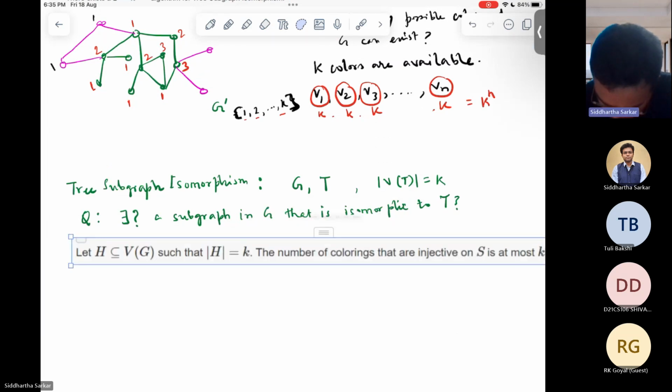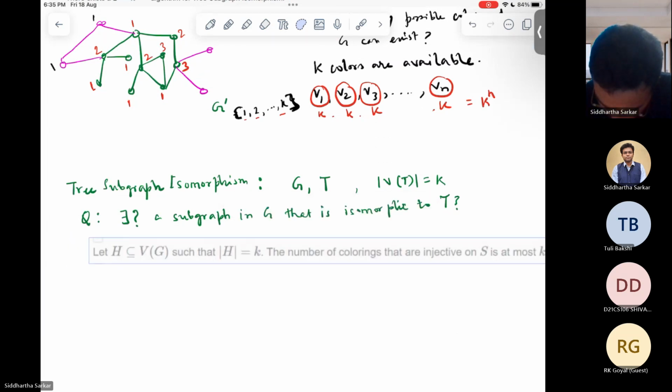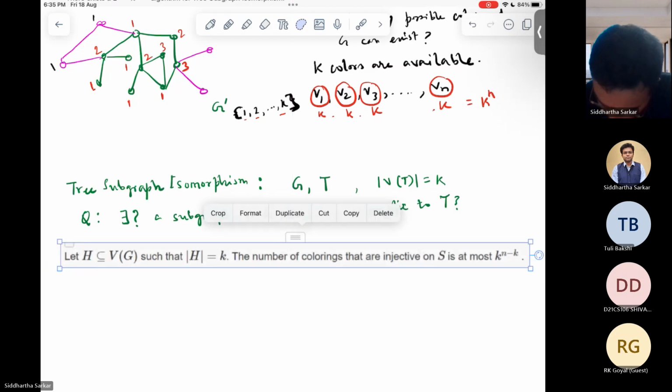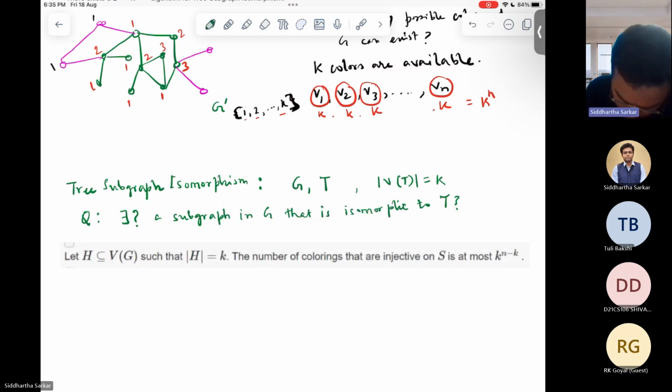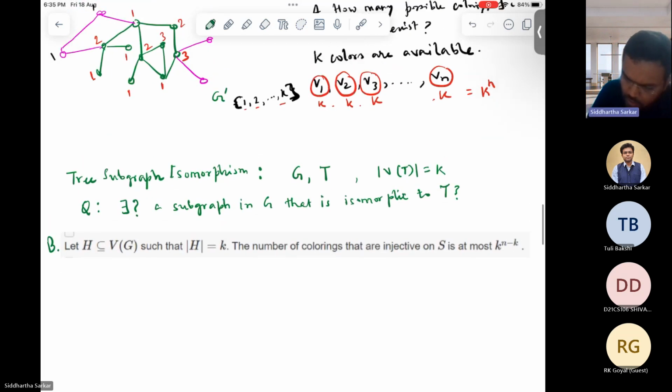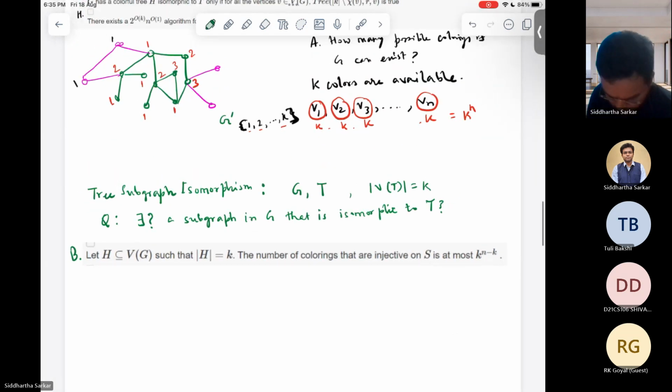So this is our statement B, right? So we want to decide whether this is true or false. So consider a subset H of the vertex set, and H has k vertices. The number of colorings that are injective on S is at most. Okay, what is S?